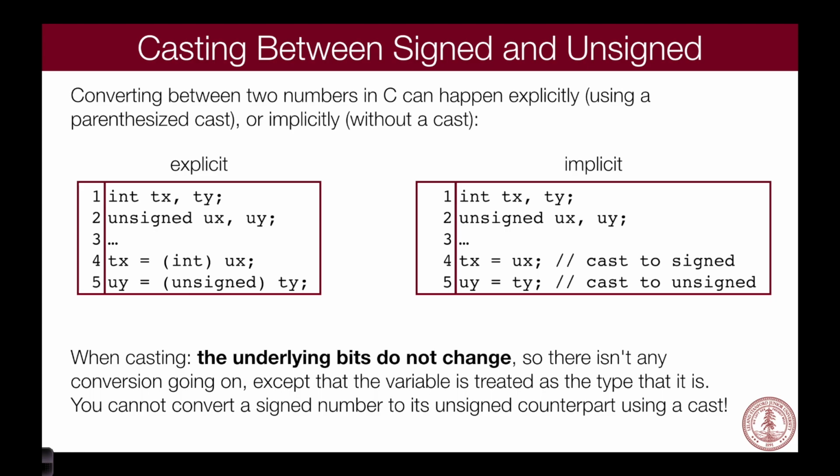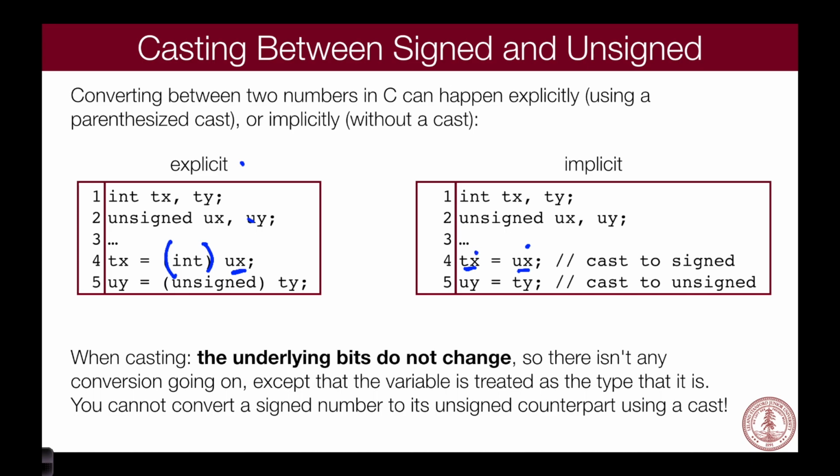So what does that actually mean? It means that whatever bits you start with in the number, those bits remain. You can do this in an explicit way, where you put the cast in there. So tx and ty are signed integers, ux and uy in our case are unsigned integers, and if I say tx equals parentheses int ux, I'm saying treat ux as a signed integer. Or I could just do it implicitly: if you just say tx equals ux, the compiler says, I know that tx is a signed variable and ux is unsigned. I'm just going to take all the bits from ux and put them in tx, and that's it.